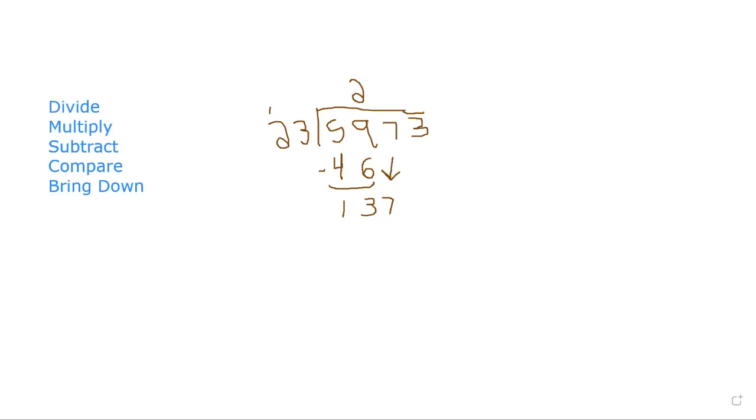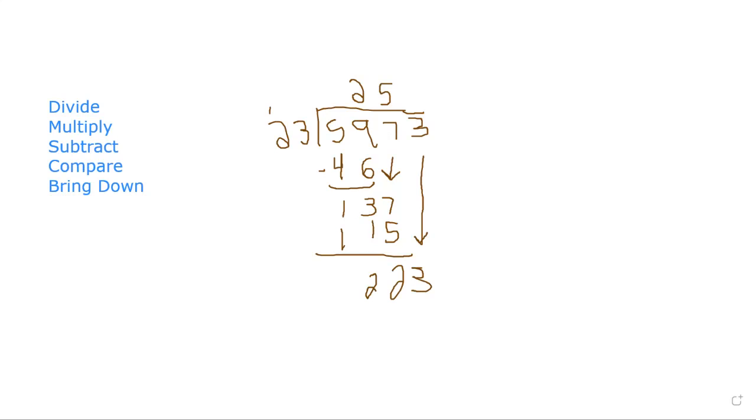There. So now let's try a 5. 5 times 3 is 15. 5 times 2 is 10, plus 1 is 11. Now that's my multiply step, 23 times 5. Now I subtract, and I get a 2 and a 2. 22. I compare. Is 22 less than 23? It is. So now I bring down the 3, and I have 223.